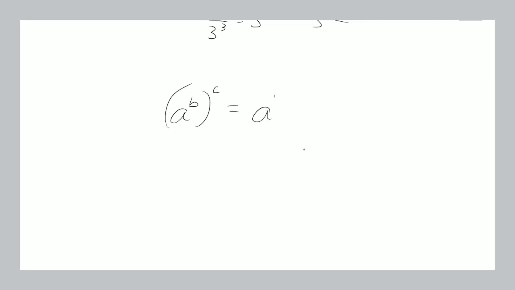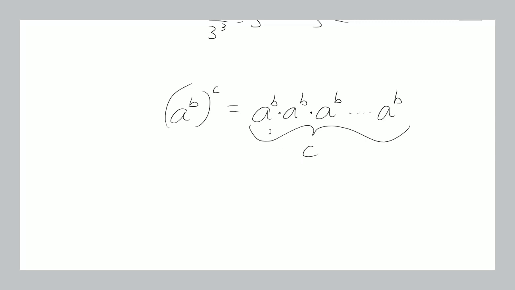So we have a to the power of b times a to the power of b times a to the power of b, and so on. We have a bunch of a to the power of b's. How many of them? C of them. That's what the exponent c means, right? Whatever's in the brackets, we have a string of multiplication of whatever's in the brackets. How many times does the thing in the brackets appear? C times, right? A to the power of b times a to the power of b times a to the power of b, and so on, c times.